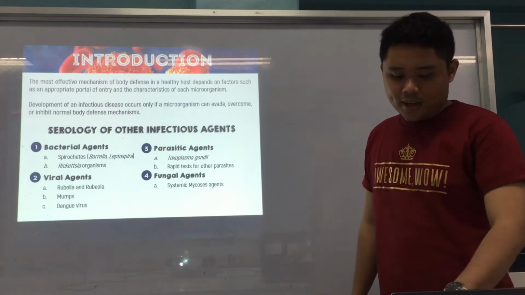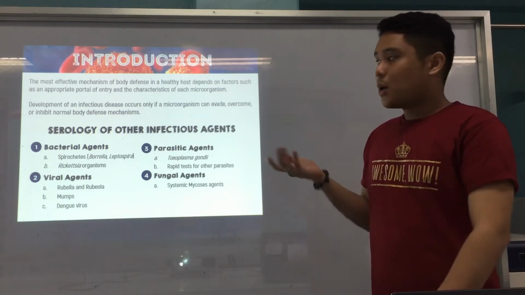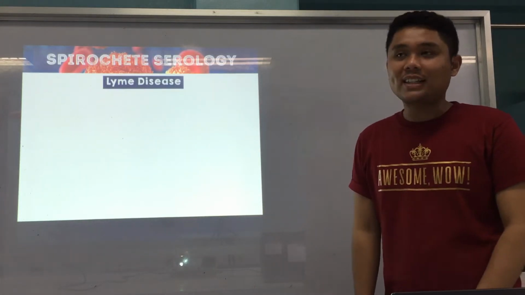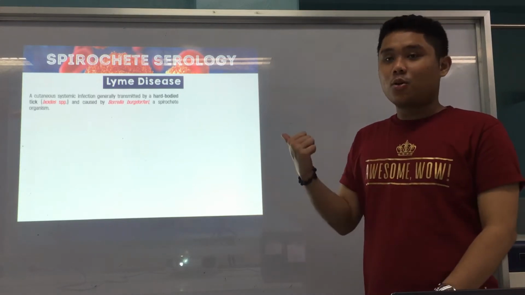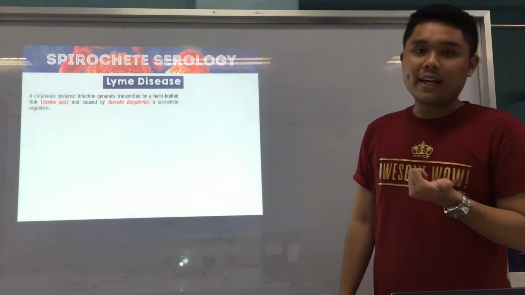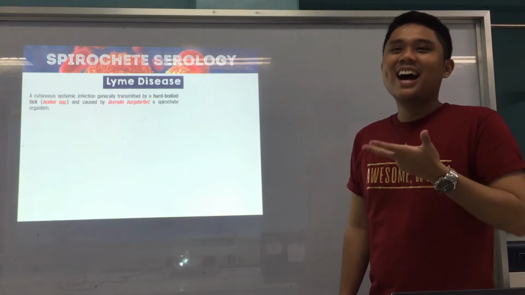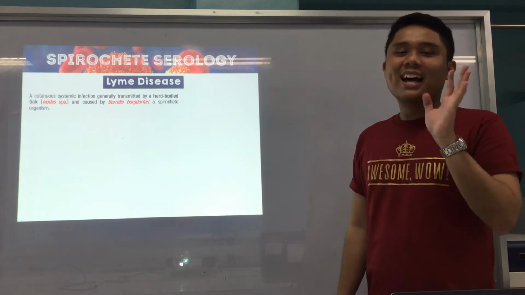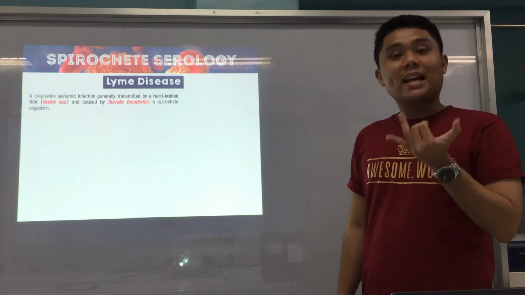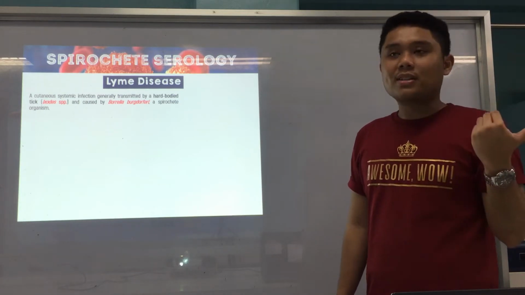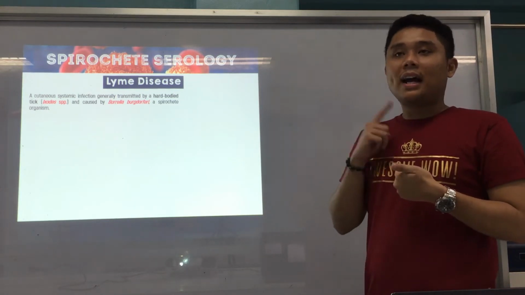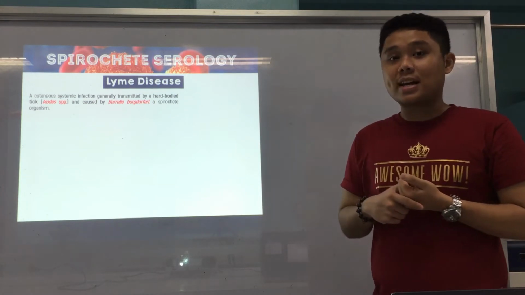We'll start first with other bacterial agents, with spirochete serology, starting with Lyme disease. Lyme disease is caused by Borrelia burgdorferi, which is a spirochete. It's part of our BLT, a mnemonic for spirochetes: Borrelia, Leptospira, and Treponema. Treponema we have discussed in our syphilis serology. For this, we're going to start again with Lyme disease, caused by Borrelia burgdorferi.